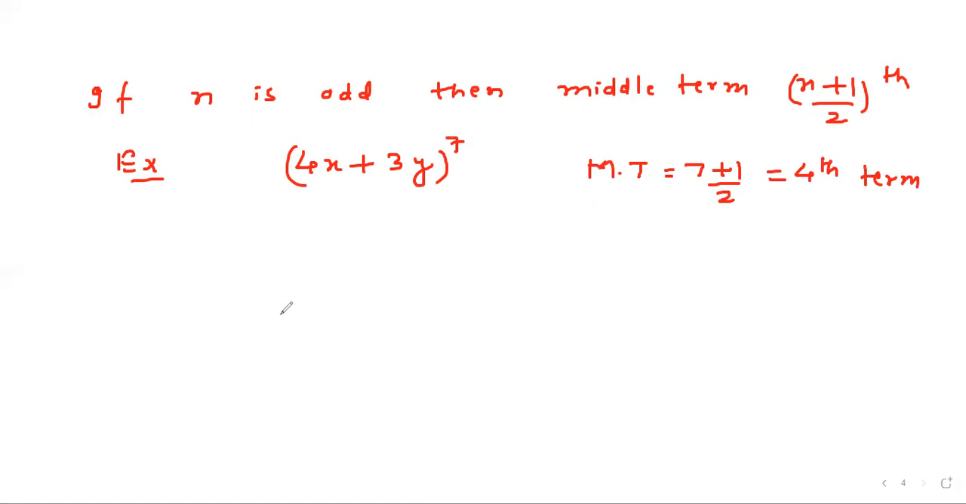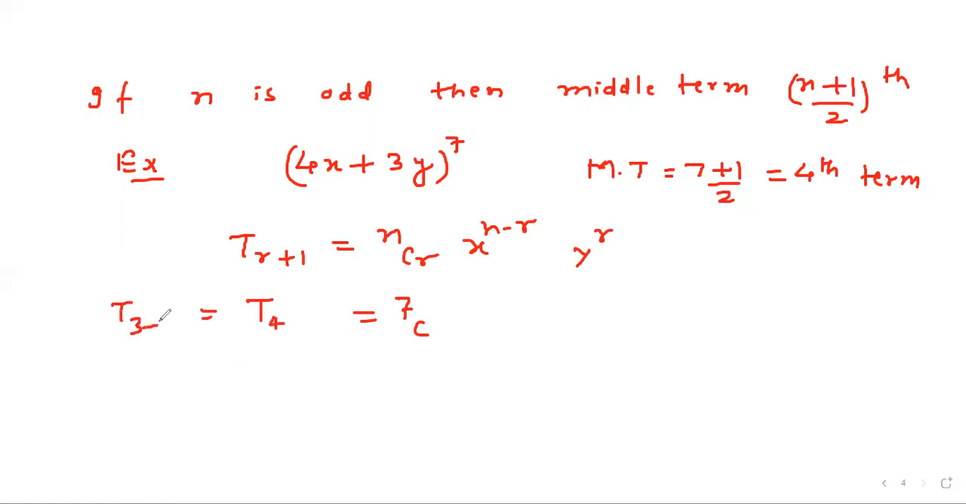And the fourth term can be found by applying the formula T(r+1) = nCr x^(n-r) y^r, that is 7C. We want to find T4. So here T4 means T(3+1). So r will be 3, and x is 4x here, and 7 minus 3, and y is (3y)^3.